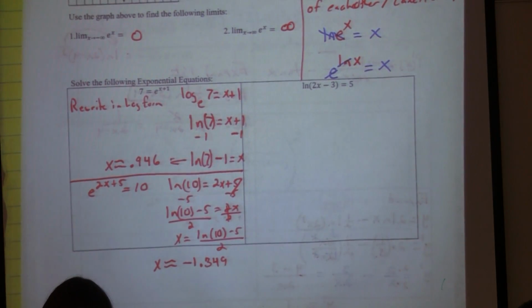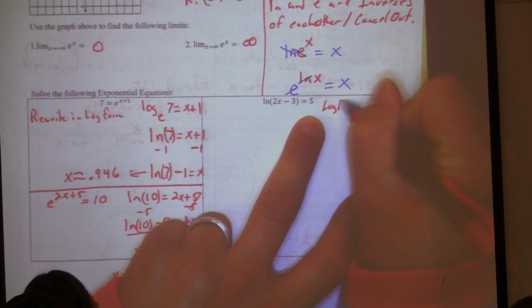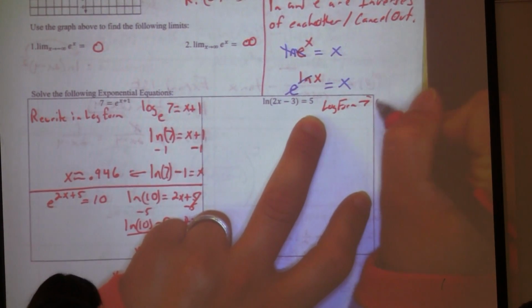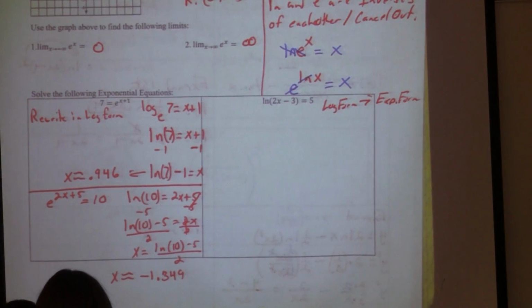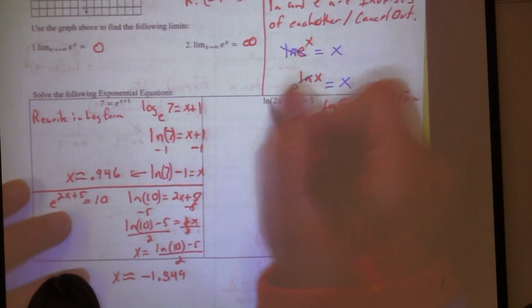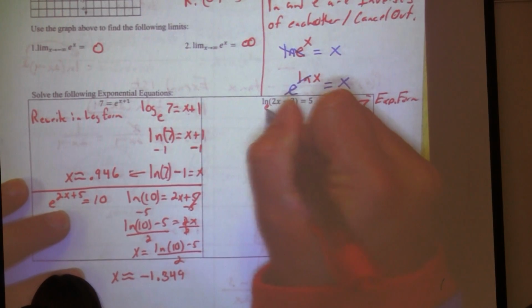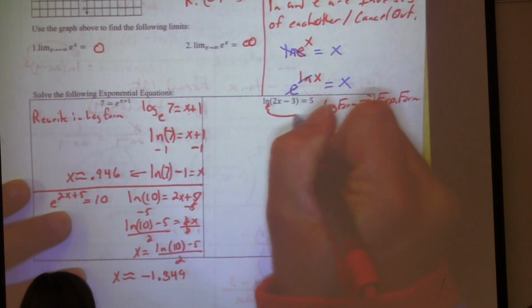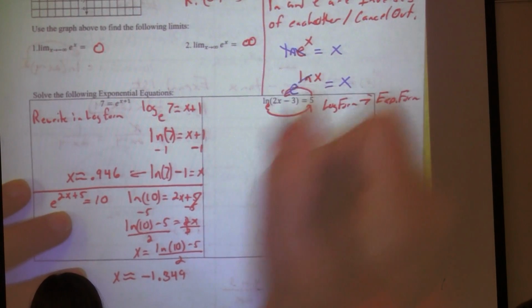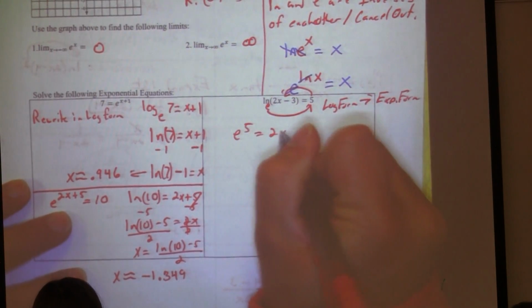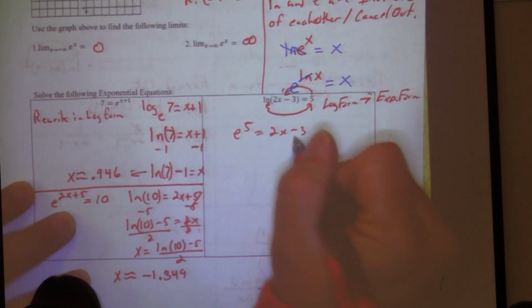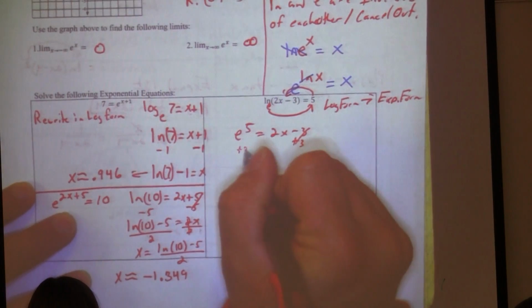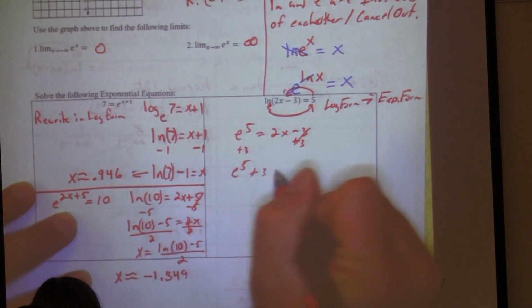So this one's in log form. Okay? So you must go to what? Exponential form, so you can solve it. What would this be in exponential form? What's the little base for this ln? e. It's not written there, but it's understood to be there. So this would be e to the 5th equals 2x minus 3. Now can I solve that? Add the 3. e to the 5th plus 3 equals 2x.